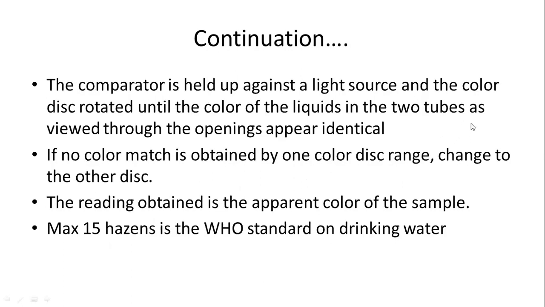Then you hold the comparator up against a light source. If you're in the lab, you can go to a window and hold the comparator up. Then you rotate the color disc until the color of the two tubes, that is the tube with the distilled water and the tube with the water sample, as viewed through the opening in the comparator, are identical. If no color match is obtained using the low color range, you change to the higher color range. The reading obtained is the apparent color of the water. WHO provides a maximum of 15 Hazen for drinking water.